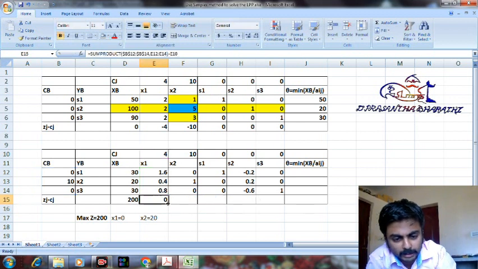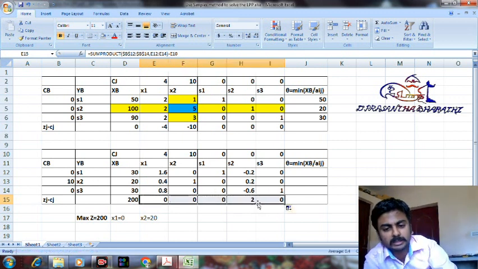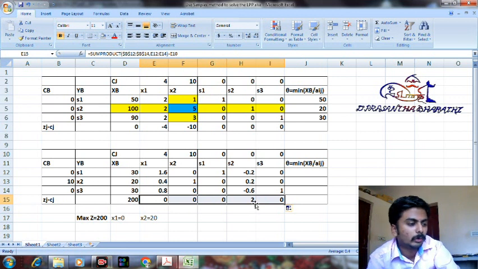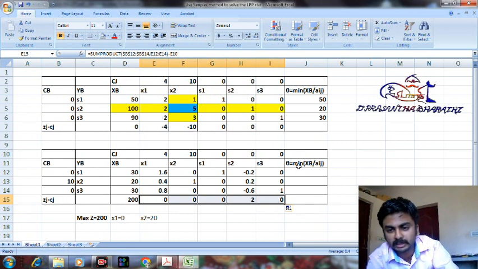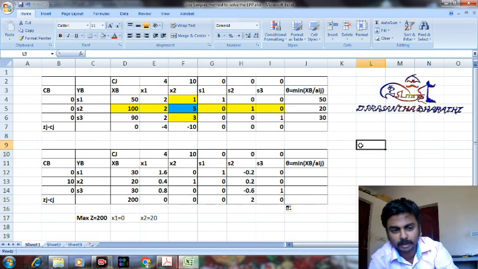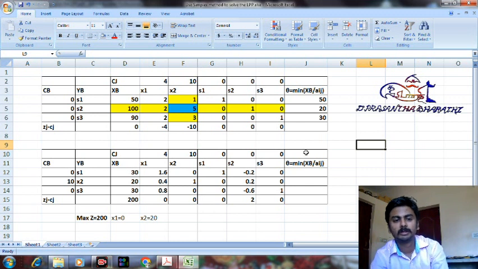So we are having 0 here. When I drag it, we will have all the values as 0 and only one value as 2. So all the values of Zj minus Cj are positive here. So I can write the formula here for this XB column.